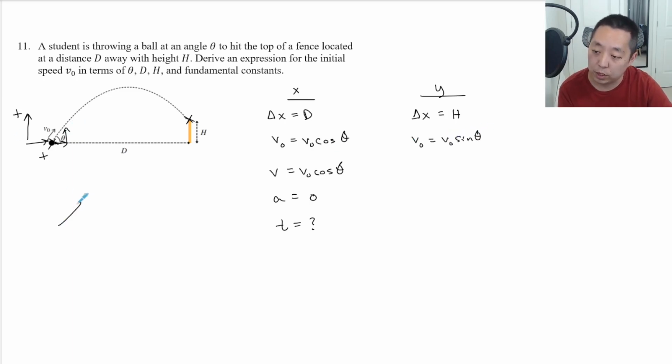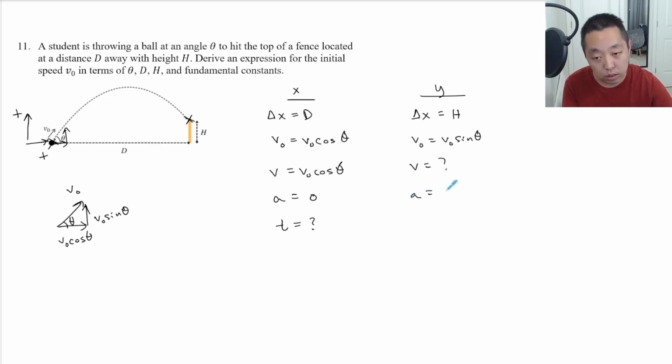Because remember, we look at this triangle. This is v0. This is the horizontal component, v0 cosine theta, and the vertical component is v0 sine theta. It's upward, so it's positive. Final velocity unknown. Acceleration is downward, so I'm going to make that negative g. Downward is the negative direction, because when you're doing projectile motion near the surface of the Earth, acceleration is always down, and the time is unknown.